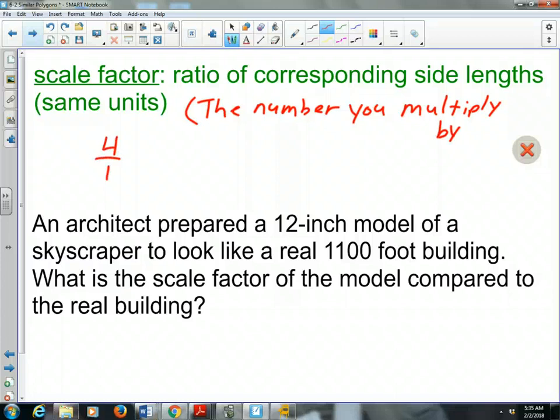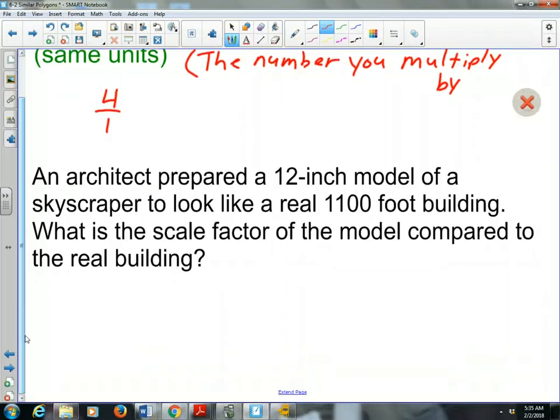So let's look at this one. An architect prepared a 12-inch model of a skyscraper to look like a real 1,100-foot building. What is the scale factor of the model compared to the real building? So let's take a look.